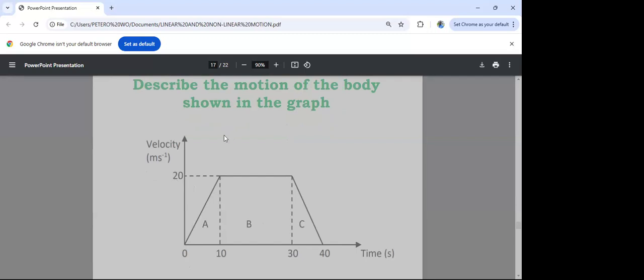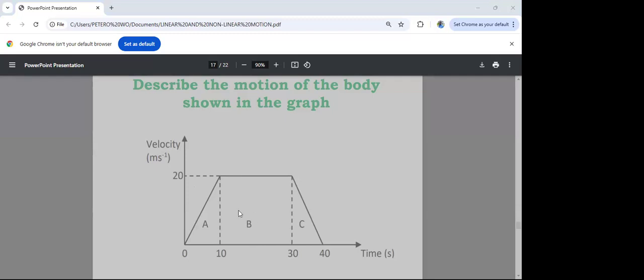Anyone who wants to try? Any person who wants to try to describe for us? You raise up your hand. You tell us the type of motion, the velocity that is involved, and then the time interval. Melissa Cathay.